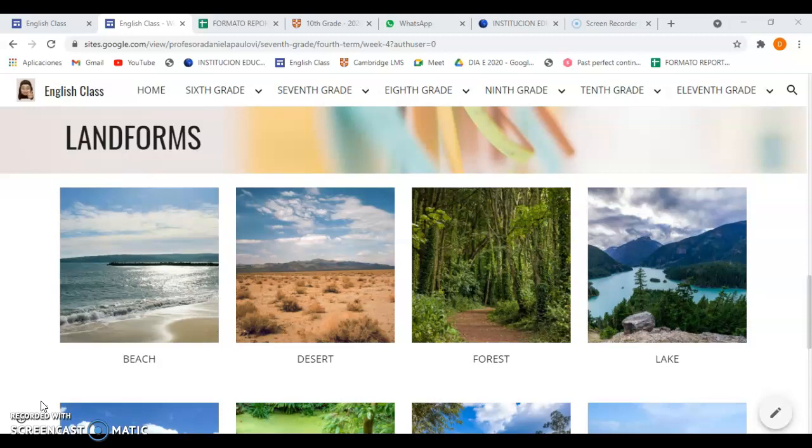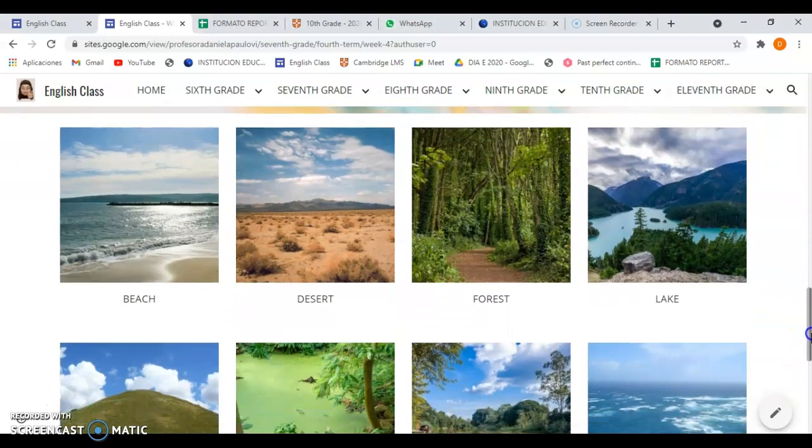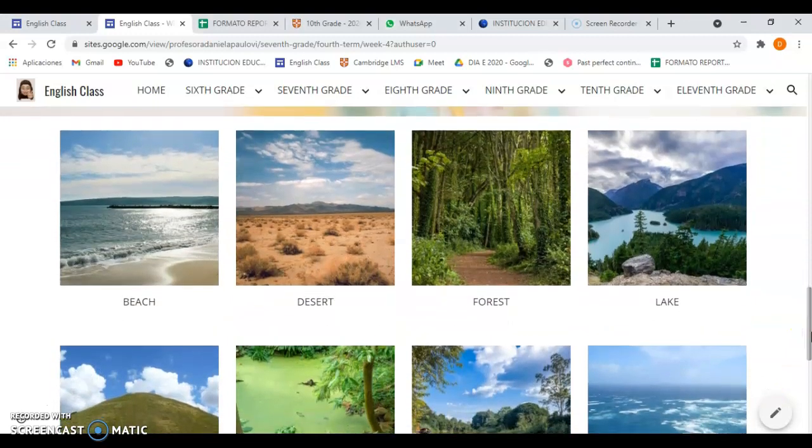El día de hoy vamos a trabajar landforms. Here I have some images for you of different landforms. We have beach, that's the first, playa, beach. Then we have desert, que es el desierto. Desert, no, desert, que es diferente.